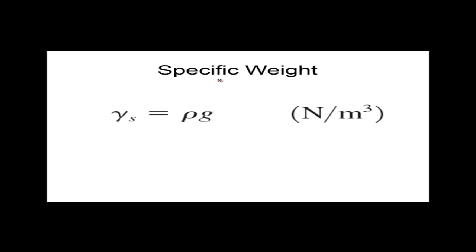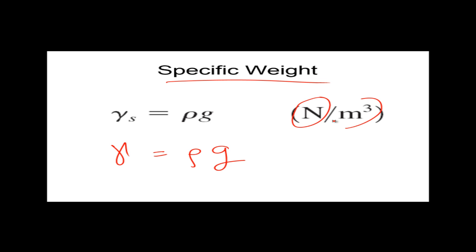How about specific weight? Gamma is equal to rho g. What are the units on this? Well, it's how much weight per unit volume. How many newtons per cubic meter. If I was working in the United States customary system, what is my unit of weight? Pound force. What is my unit of volume? Cubic foot. Pound force per cubic foot, for weight per unit volume. So specific weight.